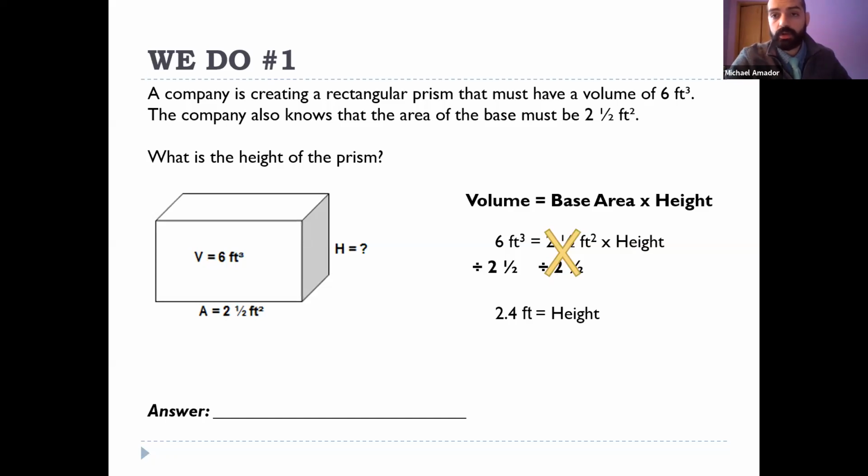Show me on your hands who got the answer 2 2/5 or 2.4 feet. Give me a thumbs up. Only a thumbs up if you got 2.4, which is 2 2/5.